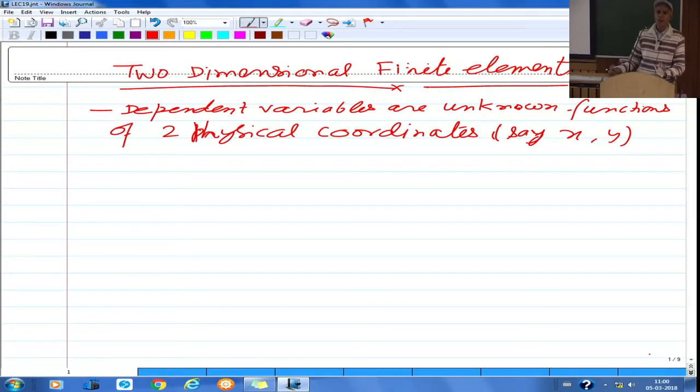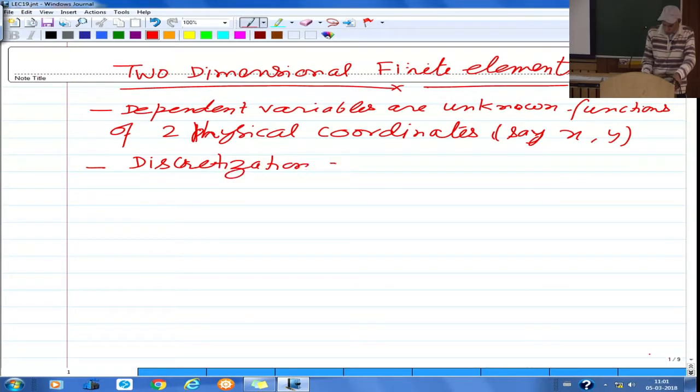Like in 1D we had dependent variables which were functions of only one coordinate, whereas here they are functions of two independent coordinates, x, y. Since the dependent variables are functions of two independent coordinates, we need to discretize a two-dimensional domain. So the FE discretization is going to be two-dimensional. So the discretization of a two-dimensional domain, let me just say the 2D domain.